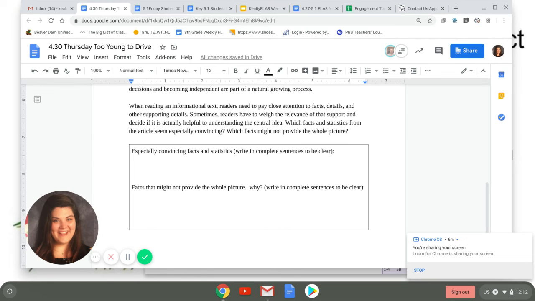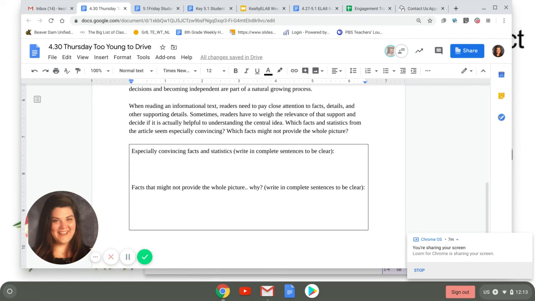You also want to think too about which facts might not provide the whole picture. It is very common for people to cherry pick, right? You guys know what cherry picking is? It is very common for people to look at some research that's been done and decide what helps them support their claim and what doesn't really help them support their claim, and sort of throw out stuff that doesn't help them and only use stuff that does, right? And so those kind of facts that we're talking about sometimes don't provide the whole picture for readers. And as a reader, you have to be very critical in thinking about that.